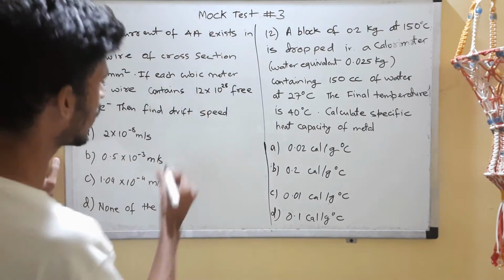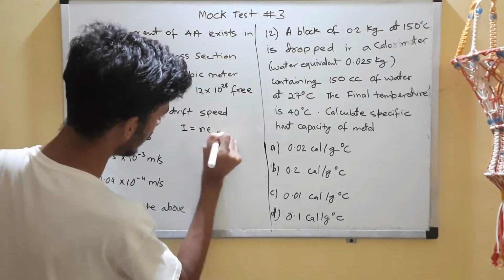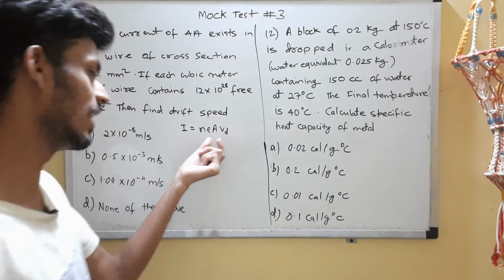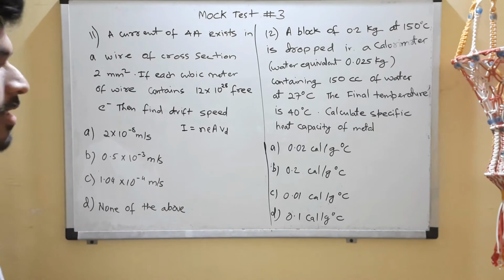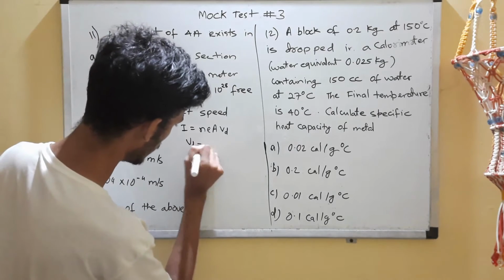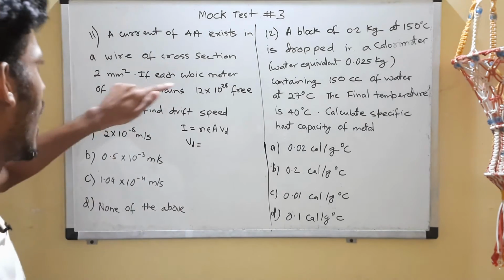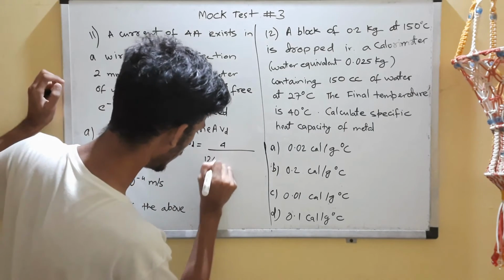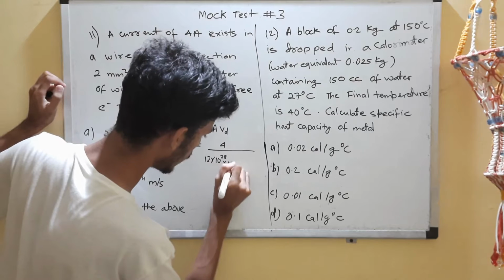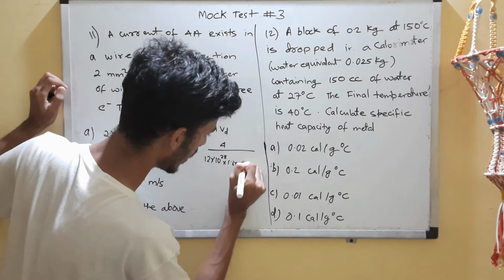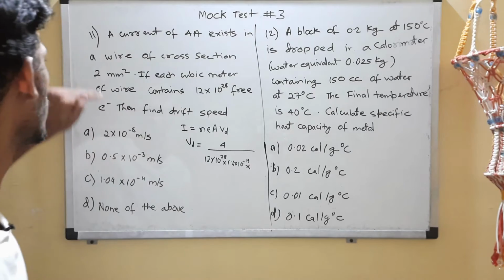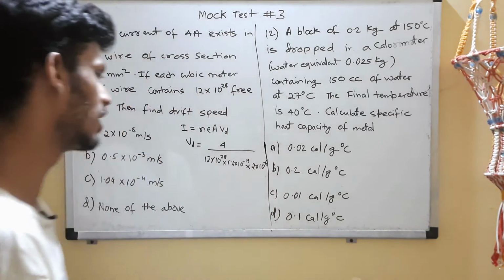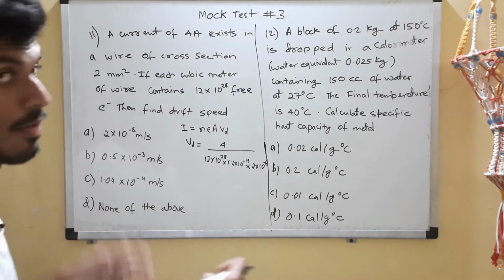Quite a straightforward question, because current can be written as NEA times VD, right? N is the number of free electrons, E is electronic charge, A is area, VD is the drift speed. So drift speed will be simply I upon NEA. I is 4 amperes divided by NEA. N is 12 into 10 to the power 28. E is 1.6 into 10 to the power minus 19 into area, which is 2 millimeter square. So 2 into 10 to the power minus 6, right? 2 millimeter square. So yes, 10 to the power minus 6.